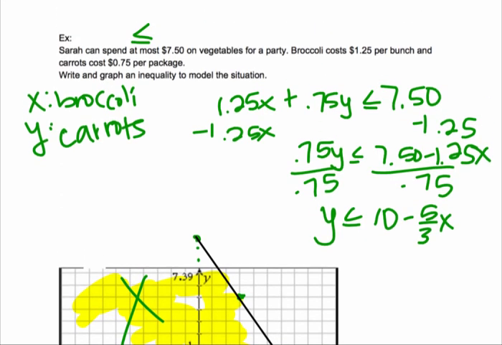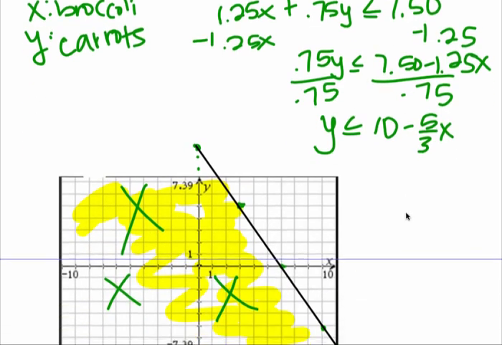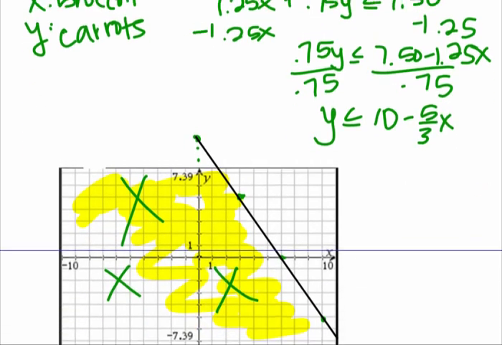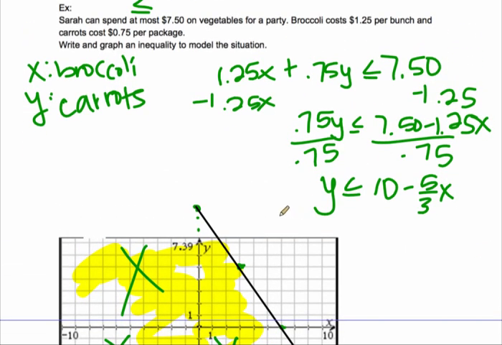So that is how you write inequalities from word problems. We'll be doing some practice in class, so go back and review any of the video that maybe didn't make sense, and be ready to ask questions in class. See you then.